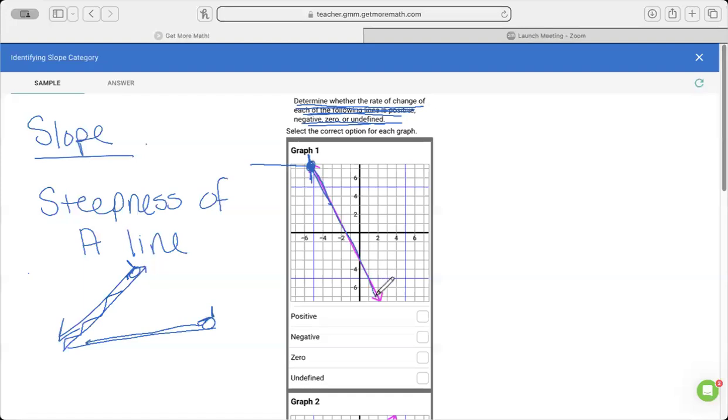It's going downward. If it's going downward, is that going to be positive, negative, nothing, or something I can't define? It's obviously going to be negative, because we're going downward. And that's pretty steep, so it's going to be a pretty big number. We'll get to that later, but right now all we're working on is that this is a negative slope. So our negative slope goes down this way.